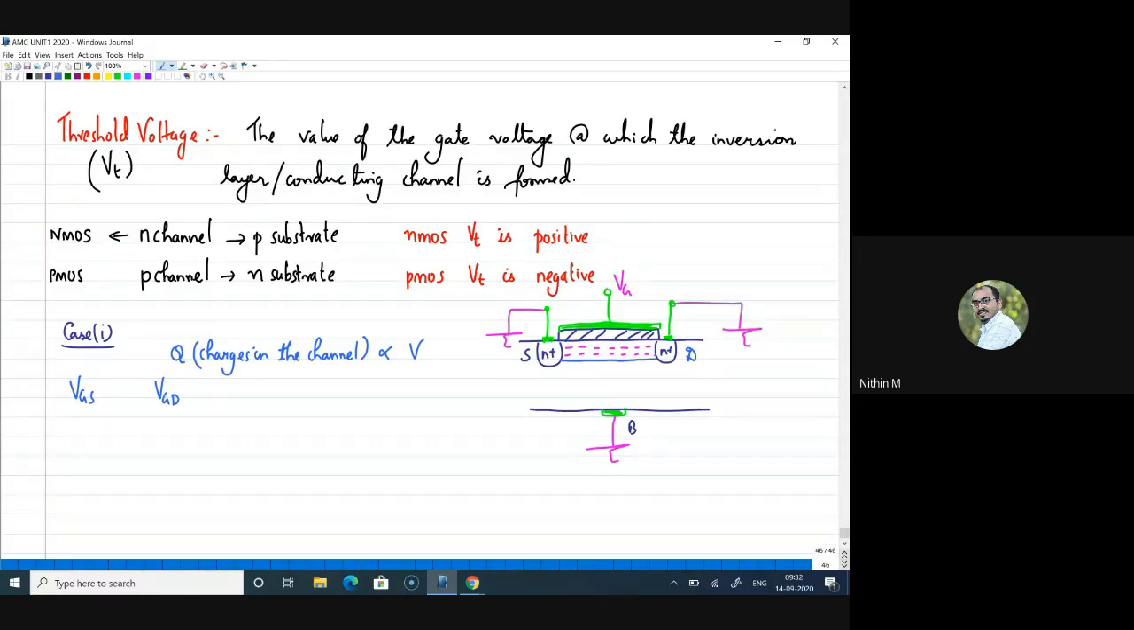I have just written case 1, and what I'm stating here is VG is the voltage applied. Since source and drain are at ground potential, I can consider the voltage between gate and source. For this channel, this is the source end and this is the drain end. At the source end the voltage applied is VGS, and at the drain end the voltage is VGD.